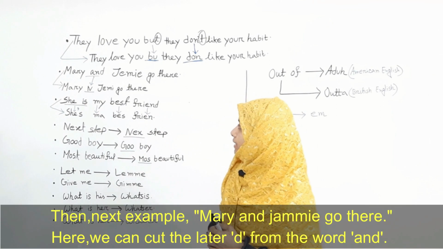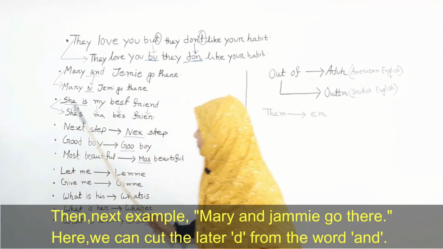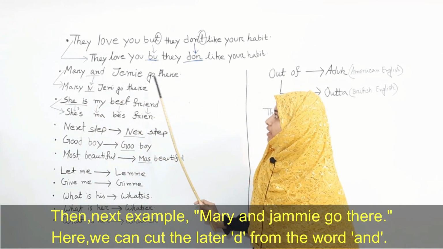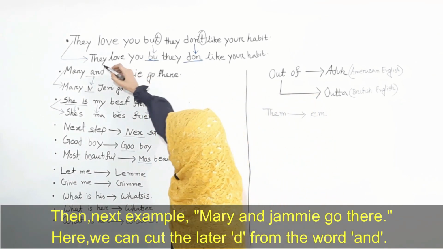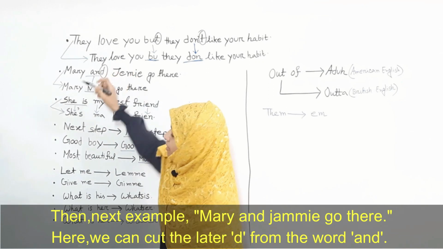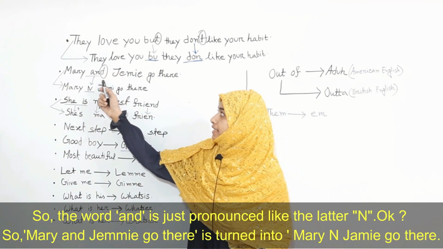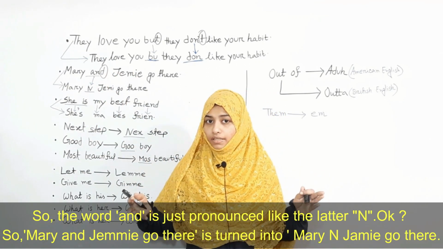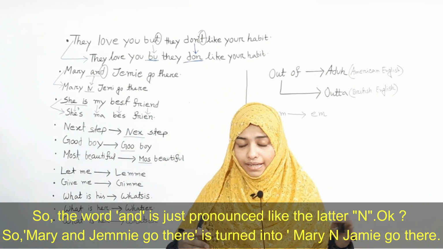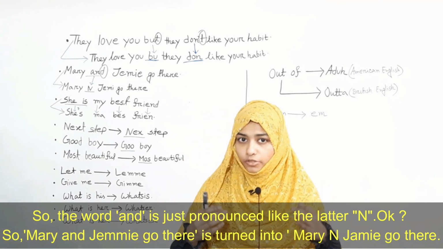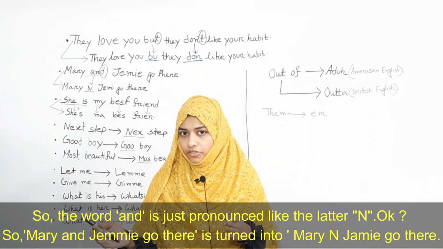Okay? The next example. Mary and Jamie go there. Here, we can cut the letter D from the word "and." So, the word "and" is just pronounced like the letter N. Okay, so "Mary and Jamie go there" is turned into "Mary 'n' Jamie go there."